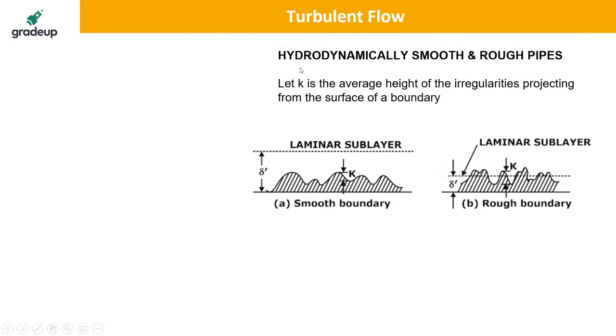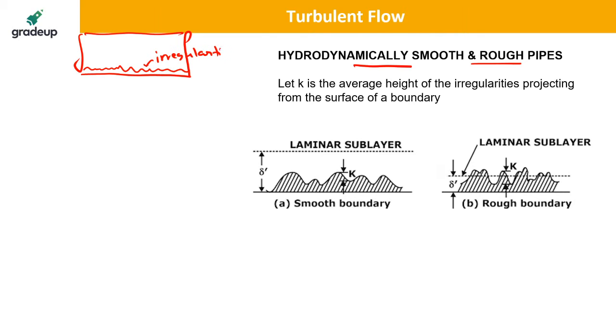Now there are different conditions in the turbulent flow. We have to study a very important condition, that is hydrodynamically smooth and rough pipes. Turbulent flow basically depends on the roughness of the pipe, because of the surface irregularities inside the pipe, the turbulent flow takes place. So my dear students, because of the irregularities inside the pipe, the flow becomes turbulent. And let us say k is the average height of the irregularities in the pipe.